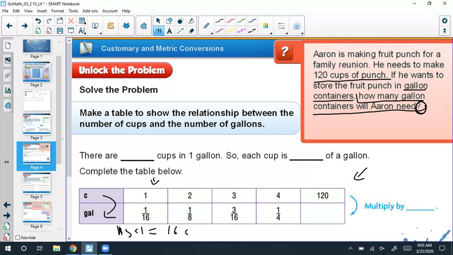So 1 gallon equals 16 cups. 2 cups is going to be 1/8 of a gallon. 3 cups is 3/16 of a gallon, and so on and so forth. So hopefully what we're seeing here is that if we multiply the number of cups by 1/16, then we can figure out how many gallons we're going to get out of this number of cups.